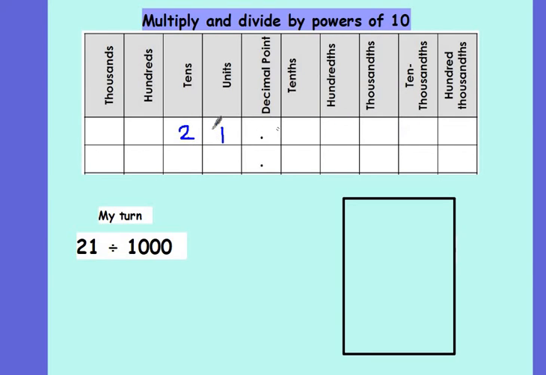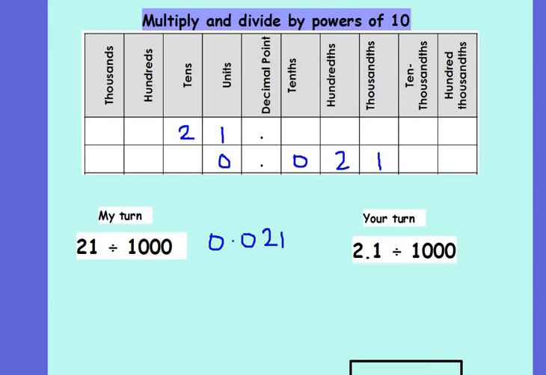This time we're moving in this direction to the right hand side into the tenths and hundredths. So my 2 moves 1, 2, 3. My 2 moves here. My 1 moves with it. And I fill in my gaps with zeros. So I get 0.021. Okay, Year 9, in your light blue books, can you find for me 2.1 divided by 1,000?